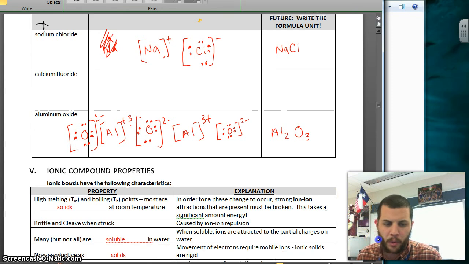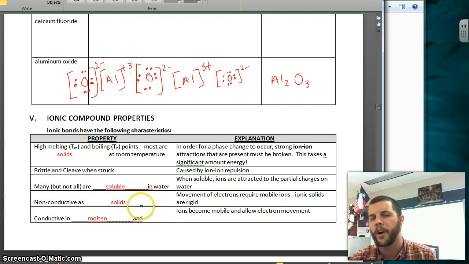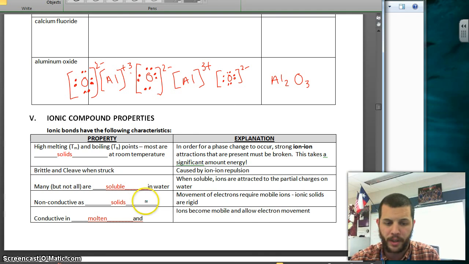Let's end this video with looking at some ionic compound properties. If I have an ionic compound, my properties are going to be as follows. I'm going to have a high melting point and a high boiling point. Okay, almost all of these are going to be solids at room temperature. Okay, they are brittle, meaning if you drop an ionic compound, it's not going to bend or dent or anything like that. It's going to shatter. It says many, but not all, are soluble in water. We're going to look at that in a lot more detail when we get to our solubility unit.